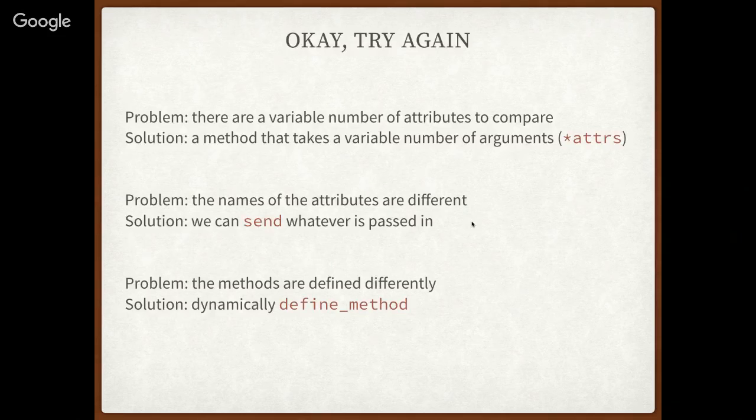It seems like there should be a better way to do this. So maybe I'm going to try again. The kind of tricky things in this refactor are that there are a variable number of attributes to compare, right? Player has one attribute, ID. Location has 2 attributes, and team color has 3 attributes. So even though they're all comparisons, I've got a variable number of attributes that I'm comparing. But if I had a method that took a variable number of arguments, that probably wouldn't be a problem.